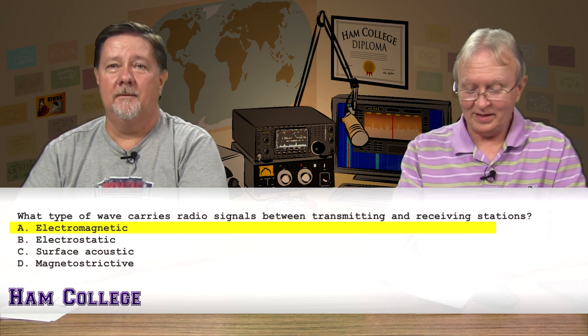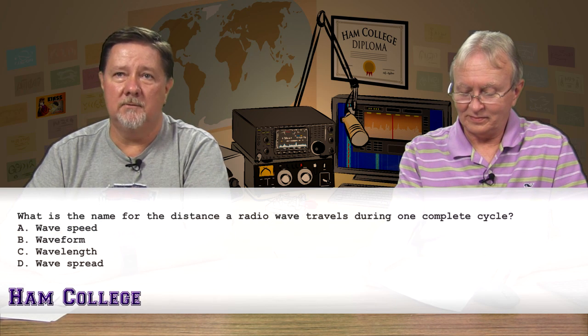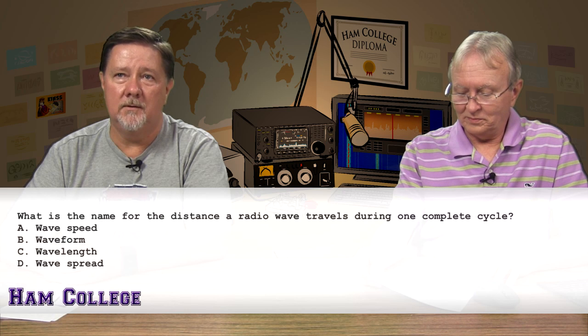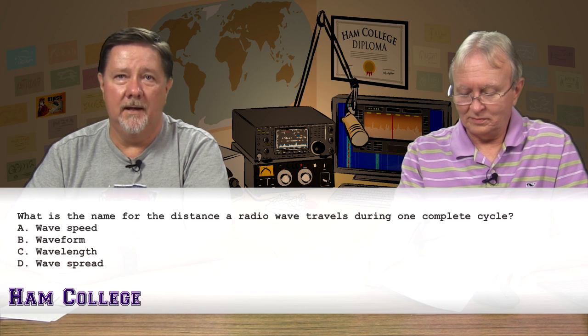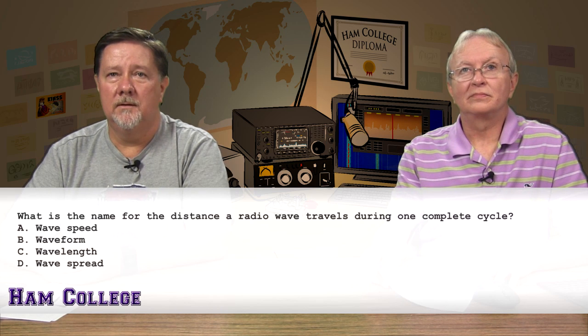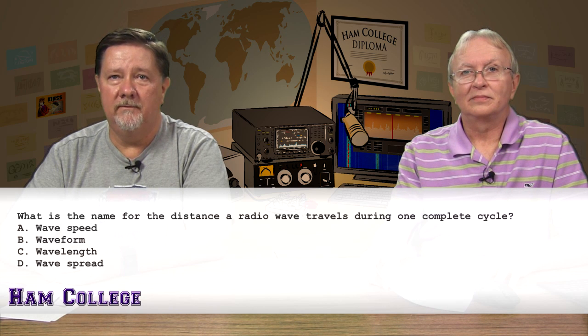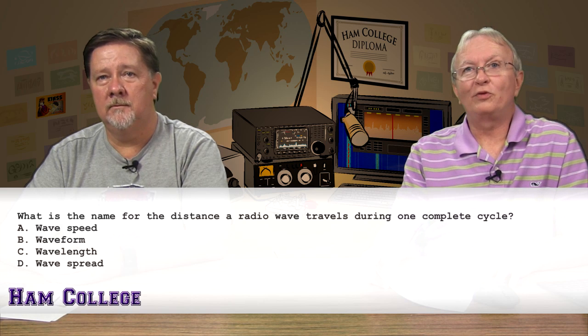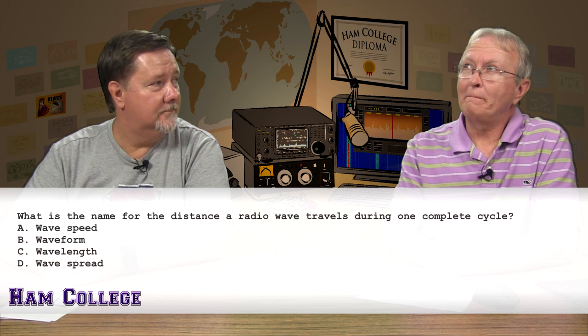Okay. All right. What is the name for the distance a radio wave travels during one complete cycle? A, wave speed. B, waveform. C, wavelength. Or D, wave spread. So what is the name for the distance a radio wave travels during one complete cycle?